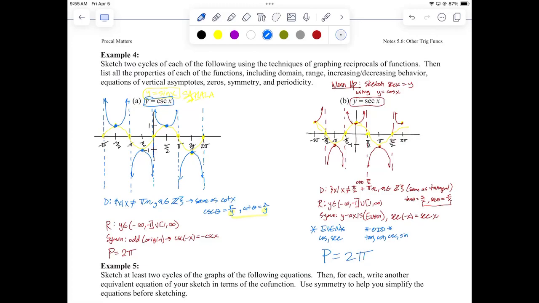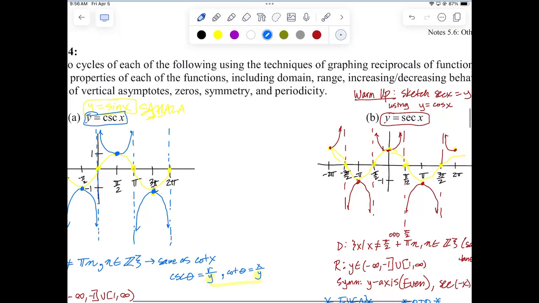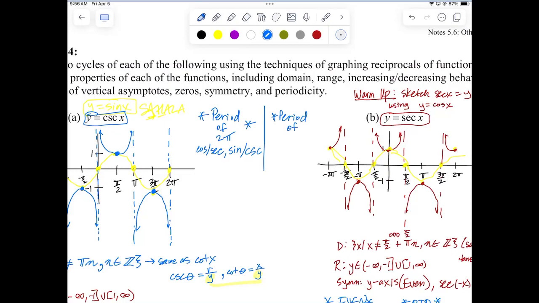Let's talk about the ones that have a period of pi. Here's another connection we can make. Which ones have a period of 2 pi? Cosine and secant and sine and cosecant, right? They have periods of 2 pi. Which ones now have periods of just pi?